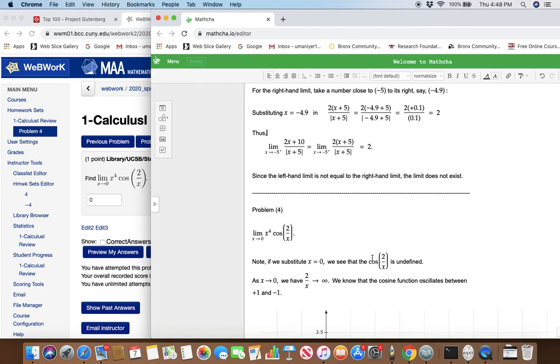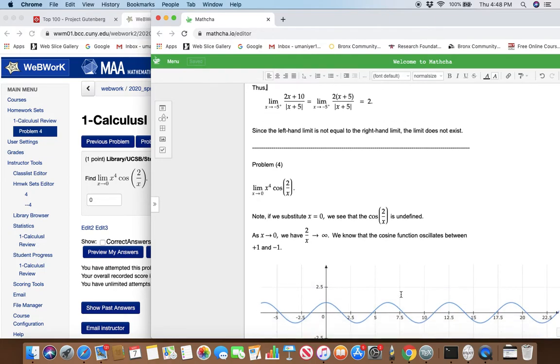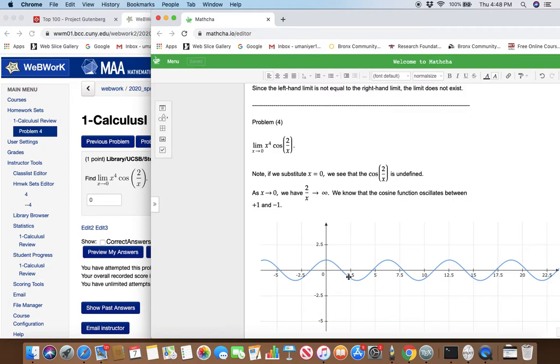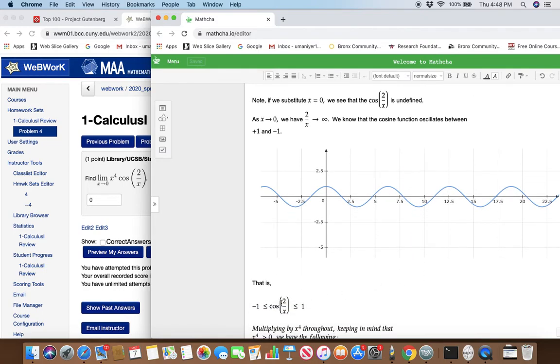But what do we know about cosine? We know that the cosine function oscillates. Here is the graph of cosine. Starts at 1 and goes on and it oscillates. That means cosine of anything, however complicated it looks, is less than or equal to 1. The highest height it goes is plus 1, and the lowest height it goes is negative 1. So cosine 2 over x is bounded between negative 1 and positive 1.